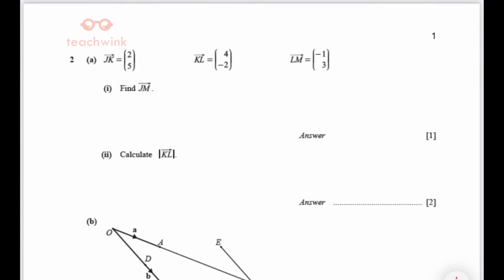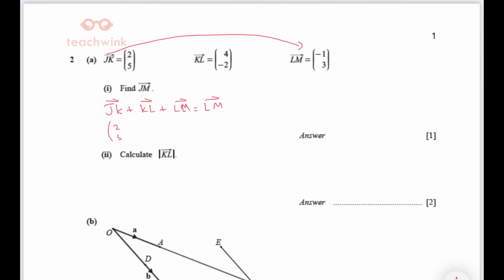So let's start. Question 2a says, the vector JK is (2, 5), the vector KL is (4, -2), and the vector LM is (-1, 3). The first part says find JM. That means we have to go from J all the way to M. So we have to first find JK plus KL and then plus LM, and this would give us the vector JM. So let's do that.